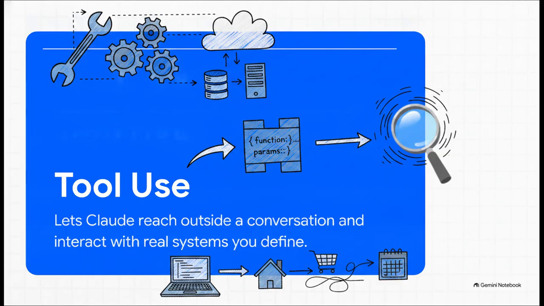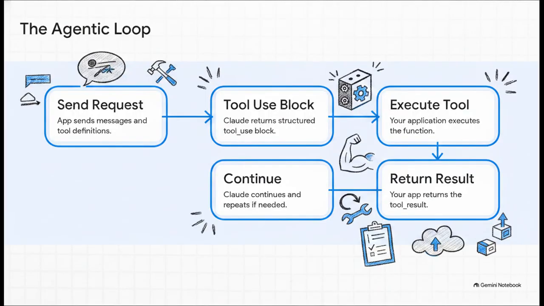So what's the actual mechanism making this magic happen? It's tool use. Basically, it's a way for Claude to reach outside of a conversation and interact with your real systems using JSON descriptions. Now, keep this in mind. Claude never actually executes anything itself. No, instead, you just write up a JSON schema of your functions, the name, what it does, the inputs it needs, and Claude intelligently decides exactly when to call a tool and what arguments to pass in, all based on the user's prompt.